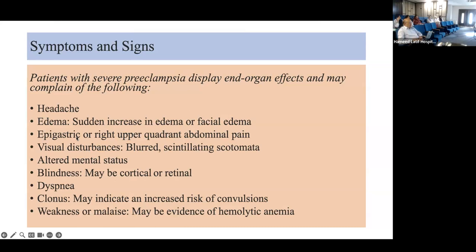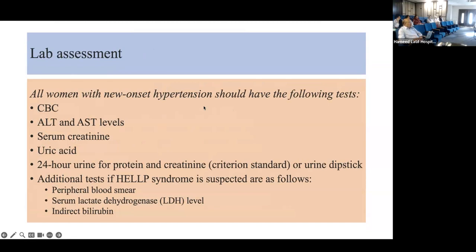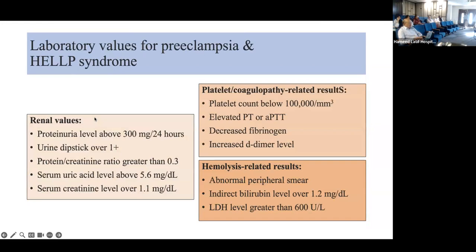Those who have new onset hypertension should undergo these tests because they can develop HELLP syndrome. They are more likely to develop HELLP syndrome, therefore these investigations should be carried out. These are the laboratory values for preeclampsia: proteinuria on urine dipstick, protein creatinine ratio above the cutoff, serum uric acid level above 5.6, serum creatinine level above 1.1. Similarly, platelet count less than 100,000, elevated PT or APTT, decreased fibrinogen, etc. These are the tests, the normal values, and how they get disturbed.